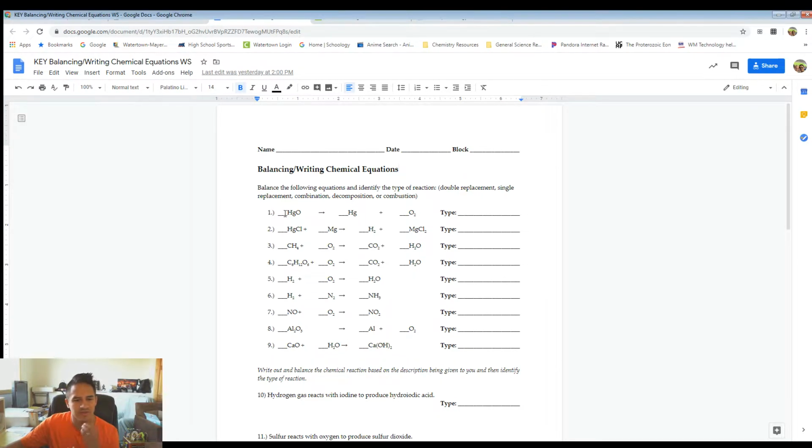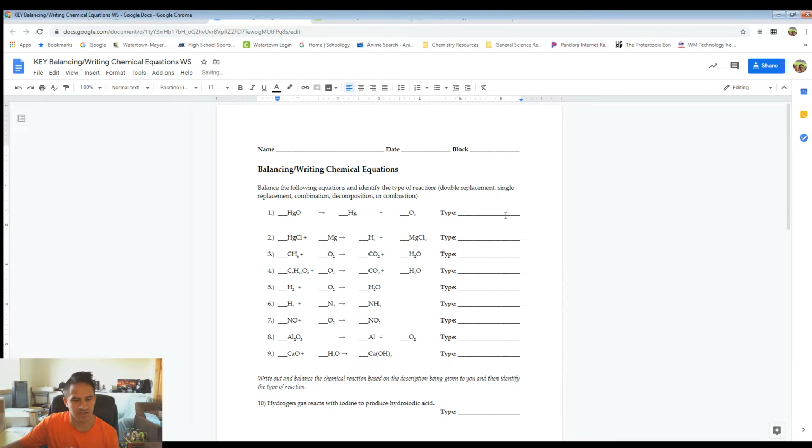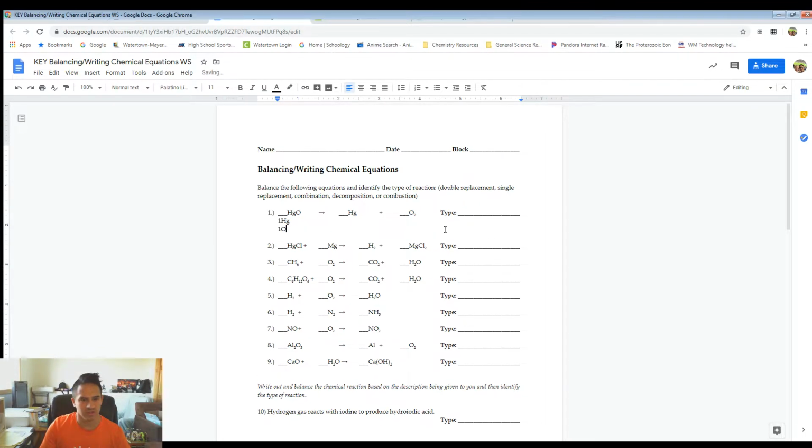All right, so for balancing, let's start with number one. Usually when you balance, you want to make a little list on both sides of the reaction of how many of each thing you have. It makes it easier to balance that way. So I'm going to do that down below here. On the left side of this reaction, we have one mercury and one oxygen. On the right side, we have one mercury and two oxygen.